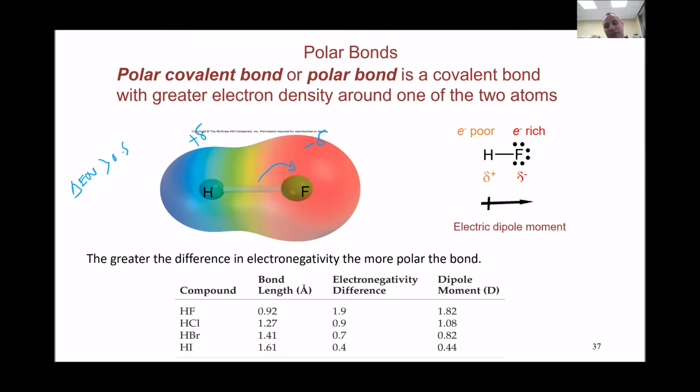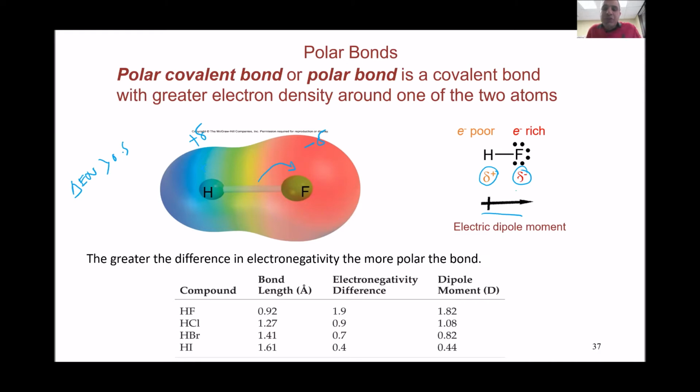That situation, when you have an object with a partial negative end and a partial positive end, is called a dipole moment. So in this case, the bond is going to be electrically a dipole moment, and it's usually represented with an arrow that looks like this, pointing towards the negative end of the molecule.